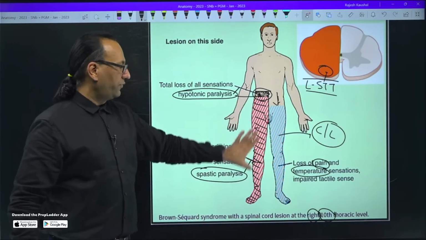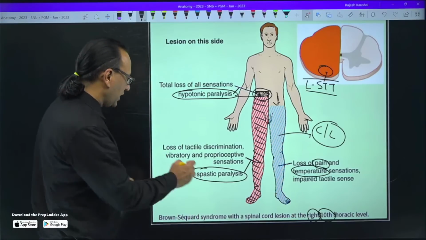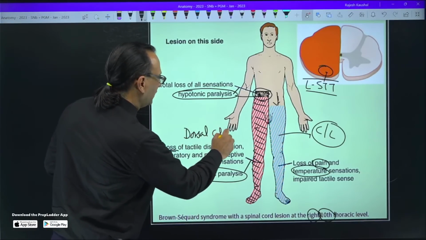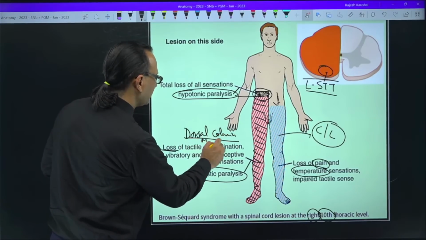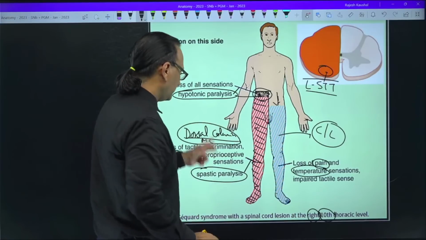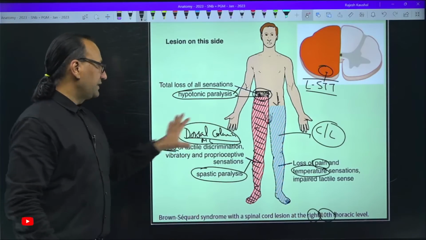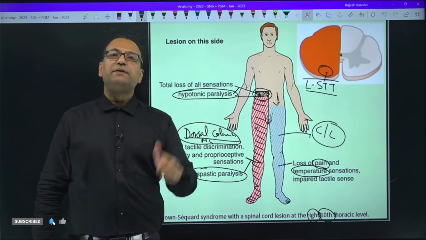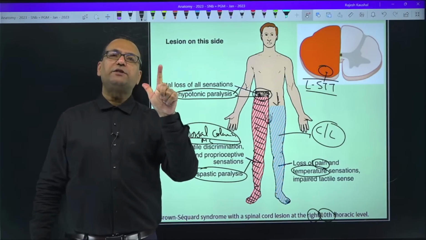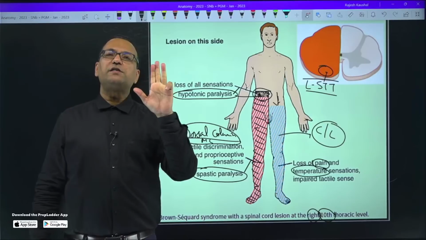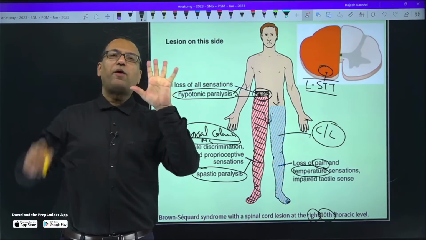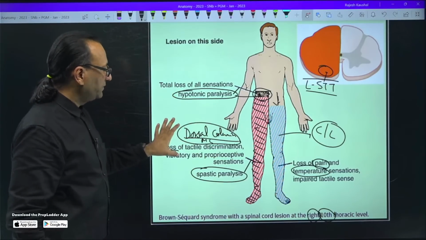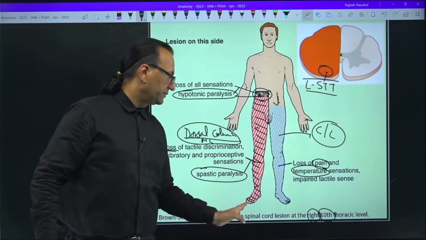Why the loss of sensations which are carried by the dorsal column, medial lemniscal system? The dorsal column, medial lemniscal system carries 5 sensations. Which 5 sensations are carried by the dorsal column, medial lemniscal system? Pressure, tactile discrimination, vibration, stereognosis, conscious proprioception, those 5 sensations. Those 5 sensations which are carried by the dorsal column are lost on the same side.